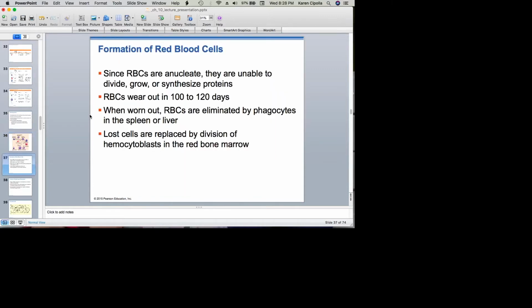So, red blood cells have no nucleus. They can't divide, they can't grow, and they can't make proteins. All they do is carry oxygen. They only live for 100 to 120 days. That's it. Remember that. When they are worn out, they are filtered out in the spleen or the liver, or by phagocytes. Phagocytes are those cells that go and eat other cells to clean them out of the way. And as they are lost, they are replaced by the red bone marrow.